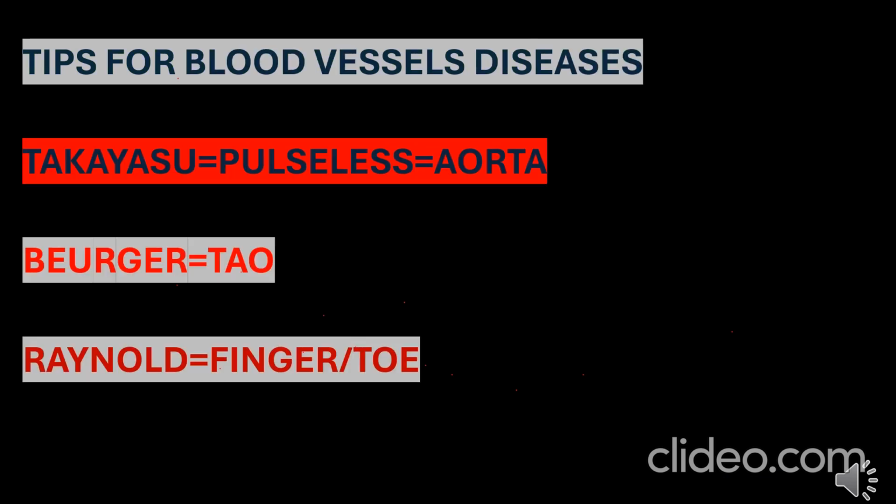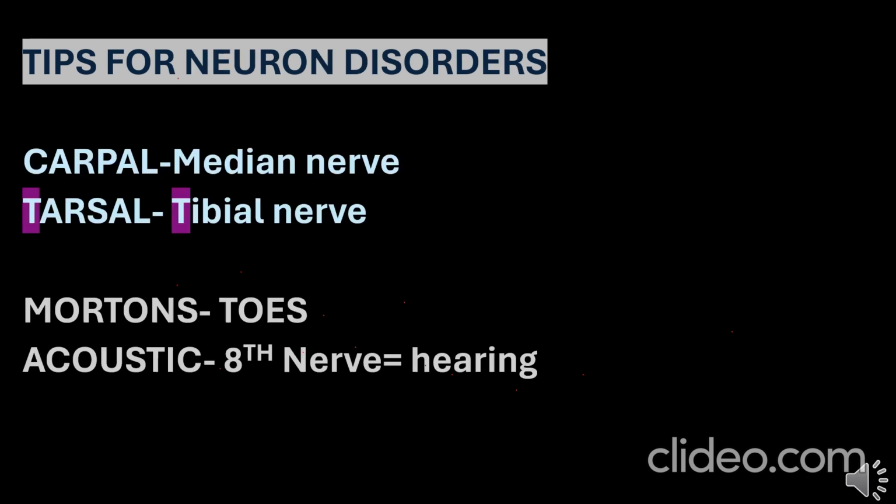Some tips for the blood vessel disorders. Takayasu pulseless aorta. Buerger TAO. Thromboangiitis obliterans. Raynaud fingers and toes. Next, carpal medial nerve, tarsal tibial nerve. T is highlighted here. Morton's toe and acoustic 8th nerve, which is hearing.